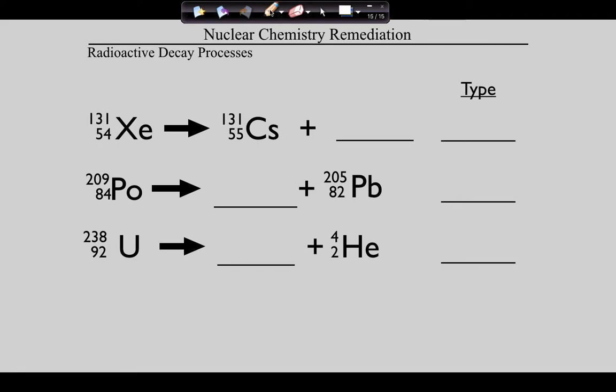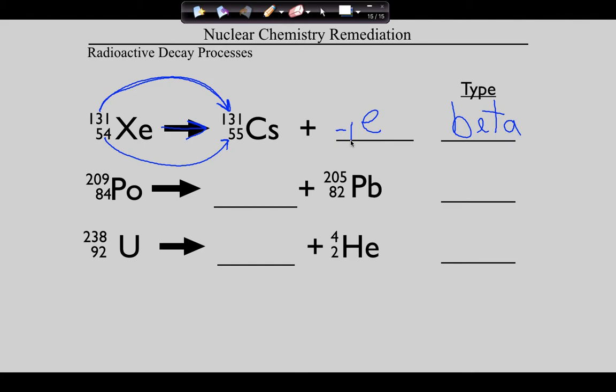Well, now all we have to do is keep in mind our rules of thumb. So you'll notice here in this first example, as we follow the arrow from left to right, we go from xenon to cesium. And you'll notice again that the top number A is staying the same, and the bottom number Z is going up by 1. So what type of decay is it, alpha or beta, that causes the mass, the top number, to stay the same, and the bottom number, the atomic number, to go up by 1? Well, that is beta decay, and when we represent a beta particle, we do it like that.